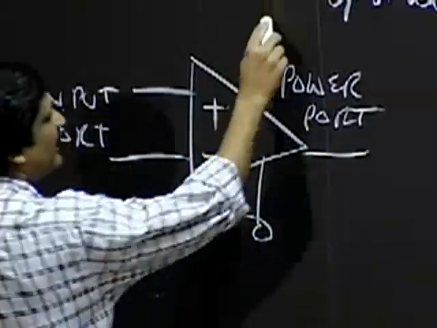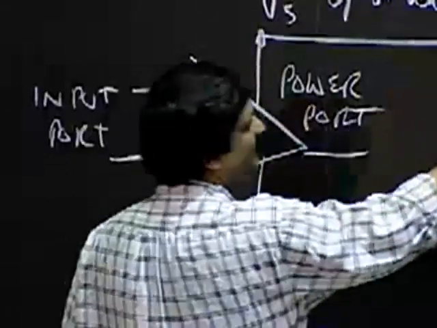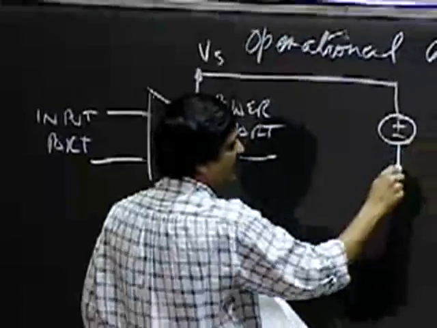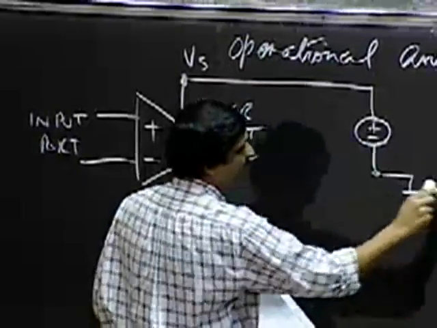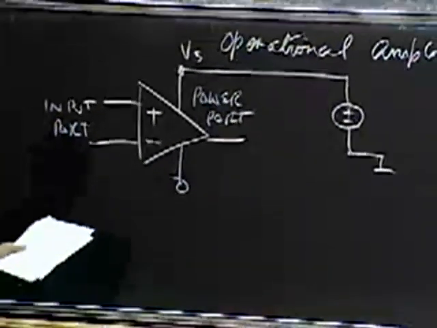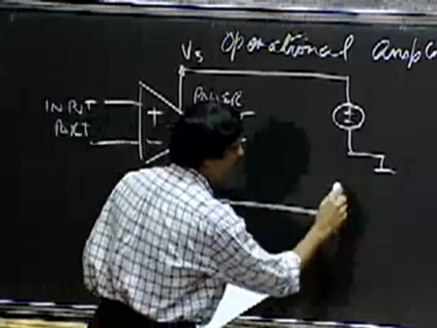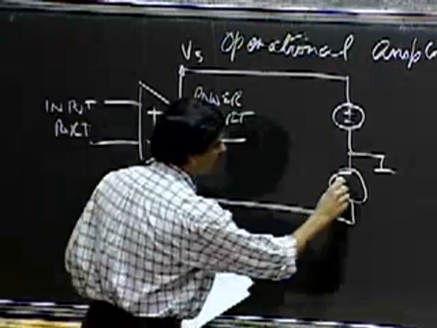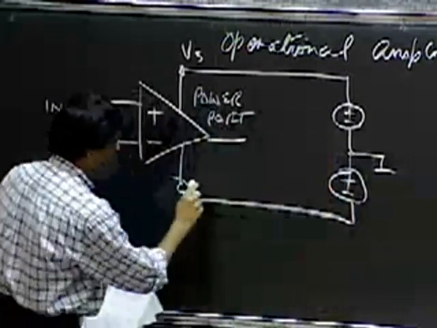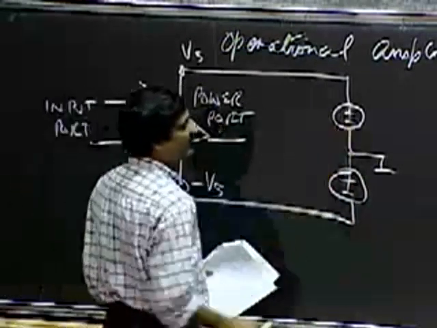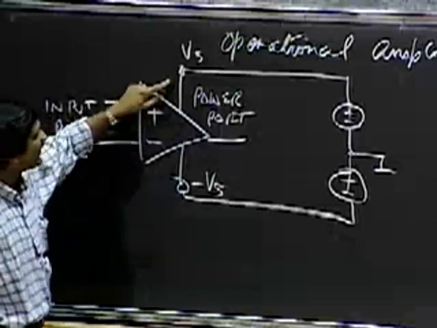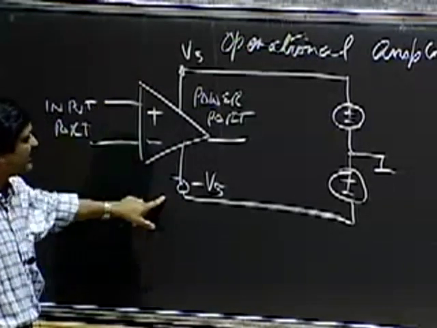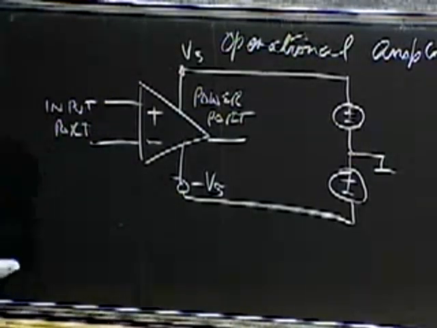And the way I'm going to connect power, I'm going to connect a plus Vs supply here. That's going to be my ground node. And I'm going to connect a minus Vs supply to this node here. Okay, so these voltages are both Vs. So I'm going to apply a plus Vs here and a negative Vs out here.